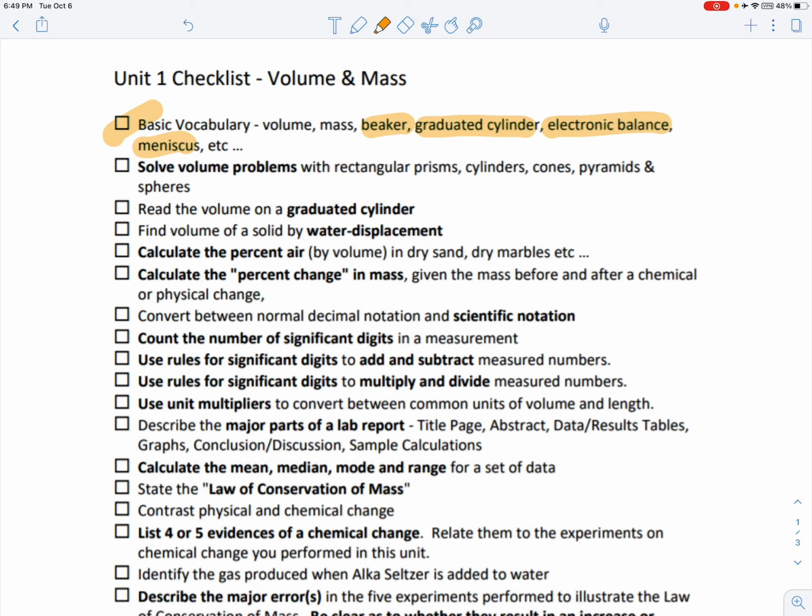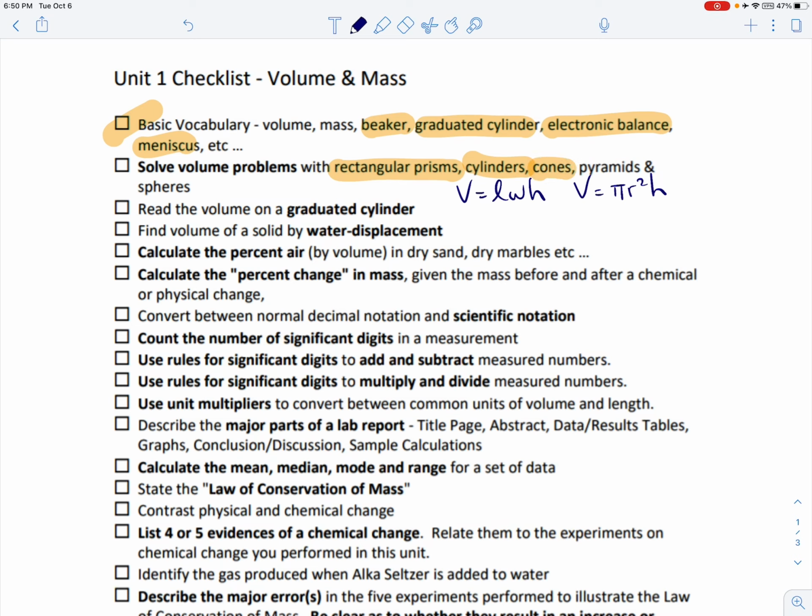Solving basic volume problems, there was a whole worksheet on that. There are some formulas for volume that you need to know. A rectangular prism, like a box, its formula for volume would be volume is length times width times height. A cylinder would have a formula where the volume is the area of the base times the height, but the area of the base of a cylinder is a circle's area, so pi r squared times h.